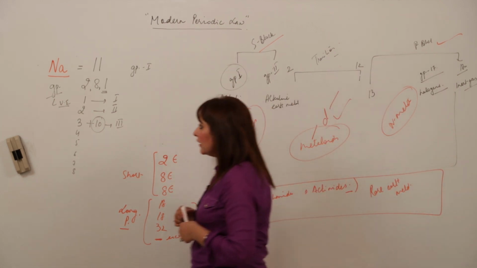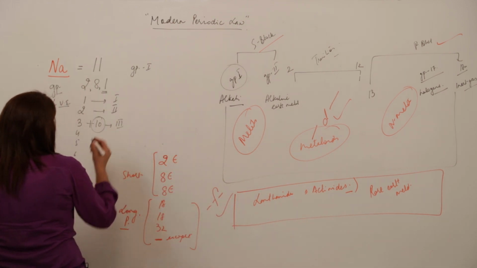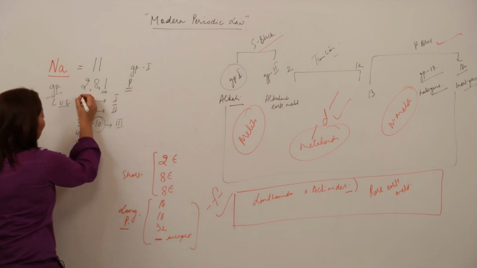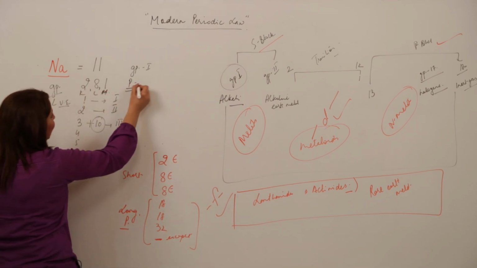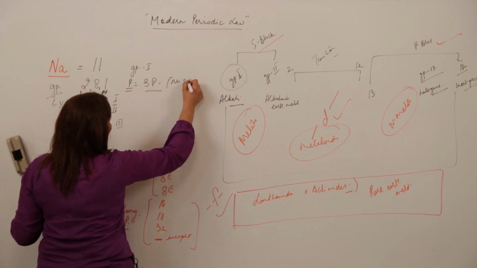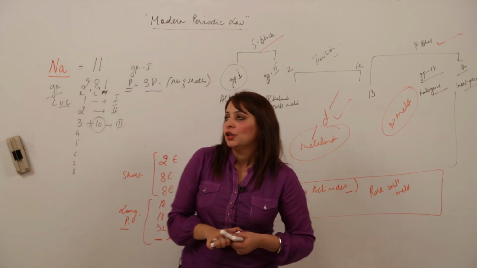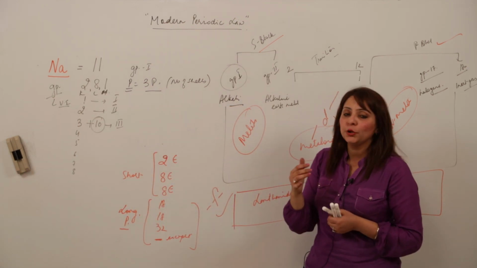And next, when you want to tell the period, how are you going to tell the period? So look, it has got 3 shells, so that means it belongs to the 3rd period. So the number of shells corresponds to the period to which an element belongs. So this is how you are going to tell the group and the period.